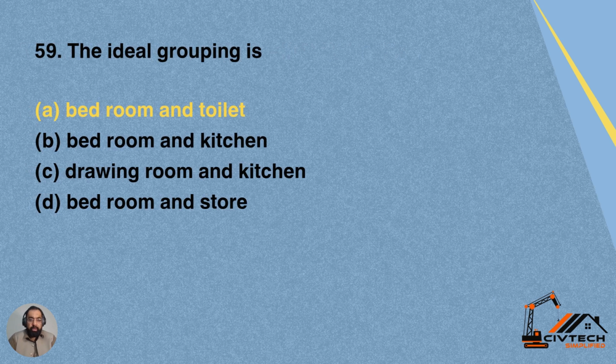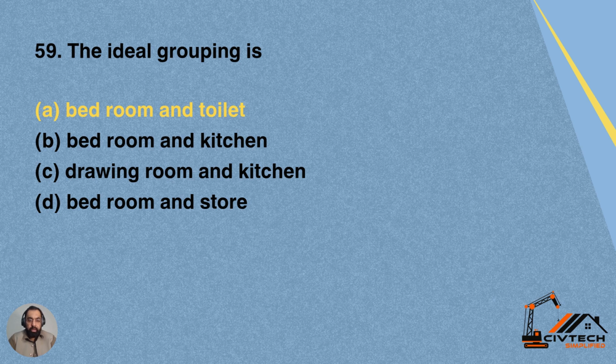Then we have question 59. The ideal grouping is, grouping we already discussed yesterday as well. Grouping is where you combine different types of rooms as per their needs and utilization. The ideal grouping is: A, bedroom and toilet; B, bedroom and kitchen; C, drawing room and kitchen; D, bedroom and store. A bedroom with an attached toilet is the ideal grouping. So option A is correct.